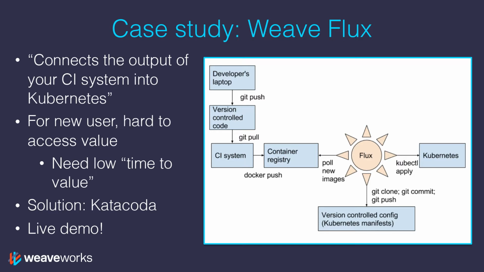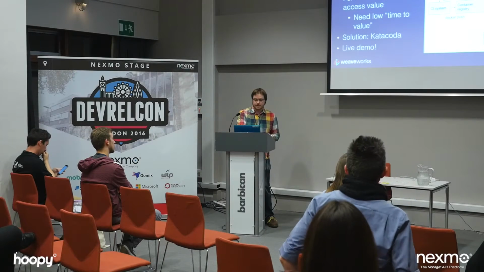So this is a little diagram I wrote in a doc the other day, showing all the different pieces that you need to actually experience the value of Flux. You need a developer's laptop pushing to version control, a CI system pushing to a container registry, and then Flux does its magic, pushes its config to another version control place, and also pushes the config into Kubernetes. So the problem was that users wanting to try out Flux would have to have all of these things, and in a place that they can easily experiment with them. So that's kind of tricky.